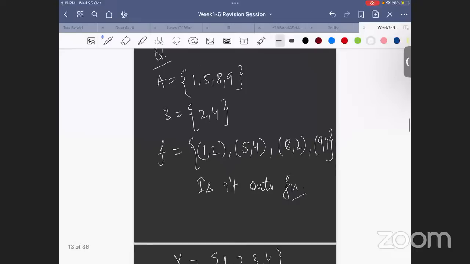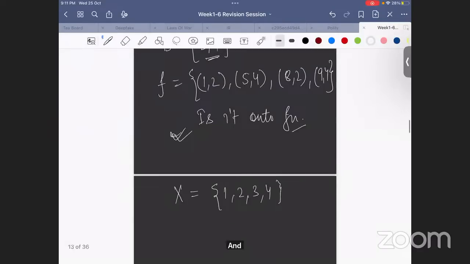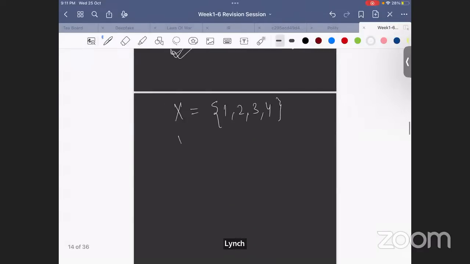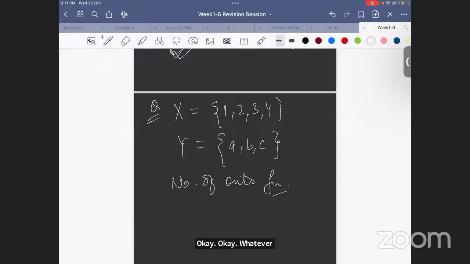So if you have any problem, you can just ask me. Okay, onto function you can check, right? How did I say to check for the onto function? The codomain should be equal to what? Range. Right, so you can check it from there. And if you have x equals to this and y equals to this, can you calculate the number of onto functions? This is whatever he has asked, that's why I'm just solving this one.